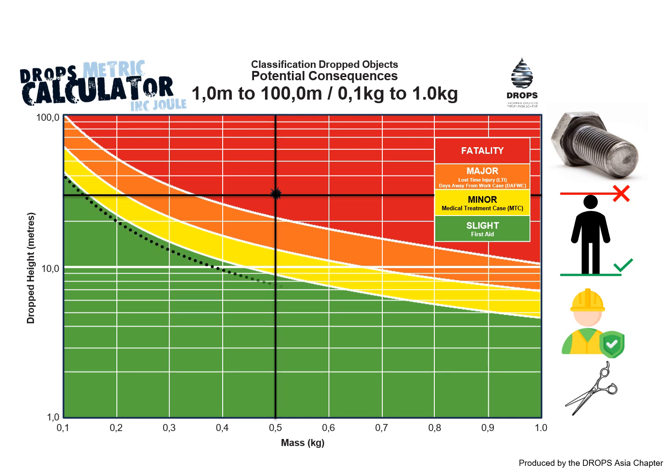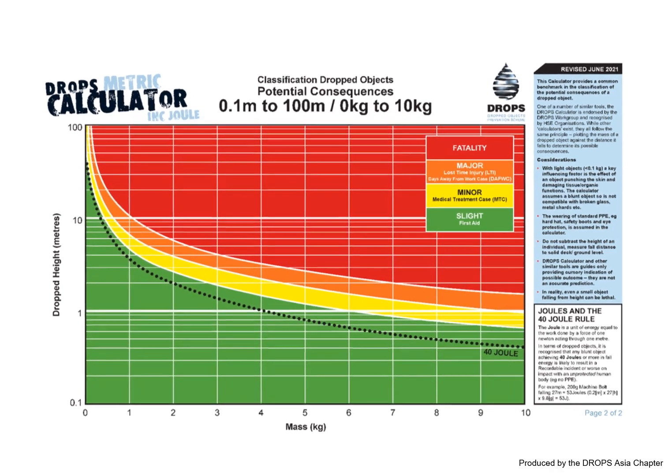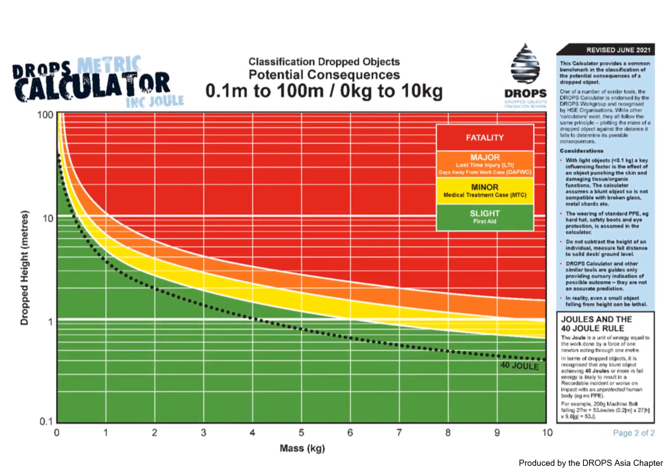One key concept is the 40-joule rule. Any blunt object that achieves 40 joules or more in fall energy is likely to result in a recordable incident if it impacts an unprotected human body. For objects heavier than 1 kilogram, use the second page of the Metric Drops Calculator. Remember, the Drops Metric Calculator is a guide, not an exact prediction. Always prioritize safety and use this tool as part of a broader risk assessment strategy.